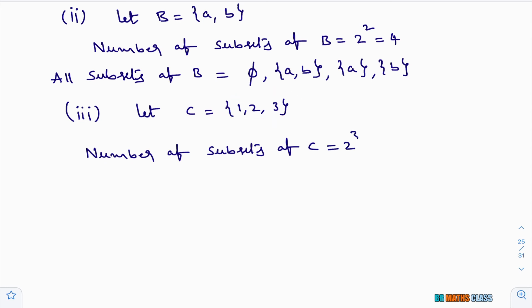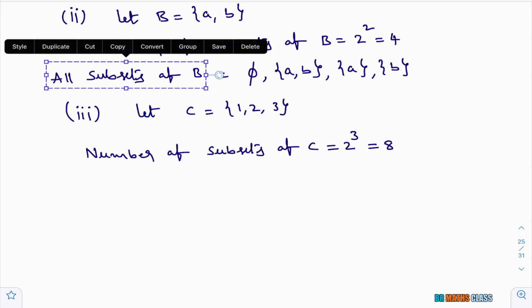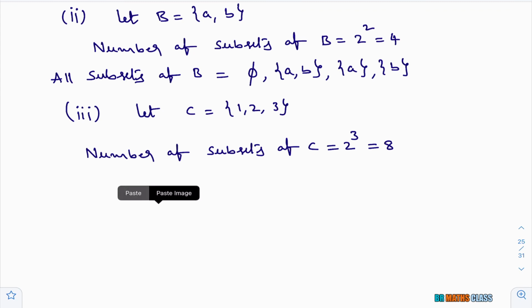Number of subsets of C, formula 2 power 3. I am saying again and again: if set C contains m elements, number of subsets of C formula is 2 power m. 2 cube is what? 2 cube is 8. Right? So for this, how many subsets you will get? You will get 8 subsets. Now you need to write all the subsets of C.